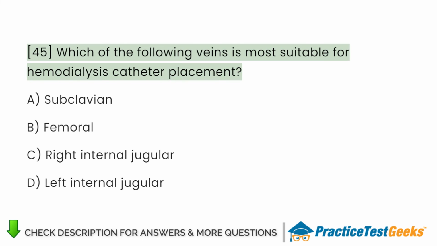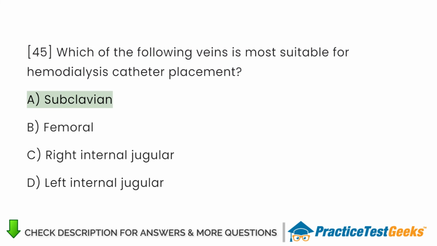Which of the following veins is most suitable for hemodialysis catheter placement? A. Subclavian. B. Femoral. C. Right internal jugular. D. Left internal jugular.